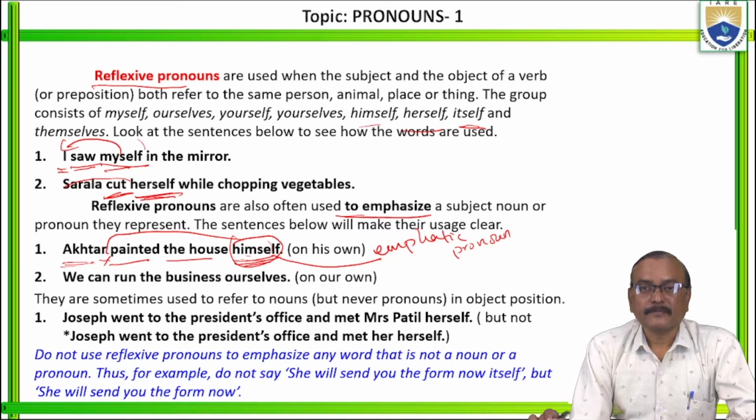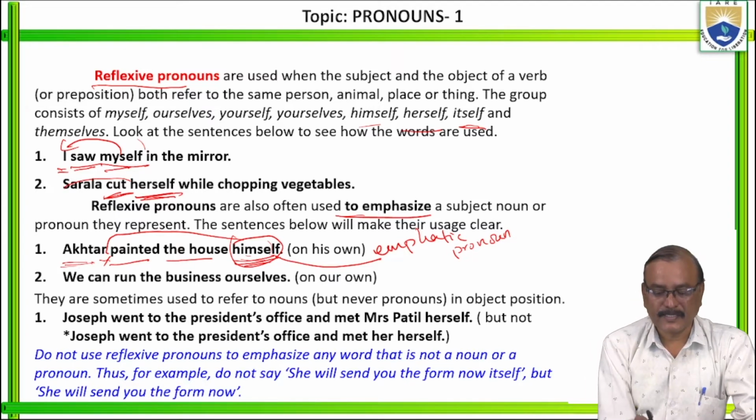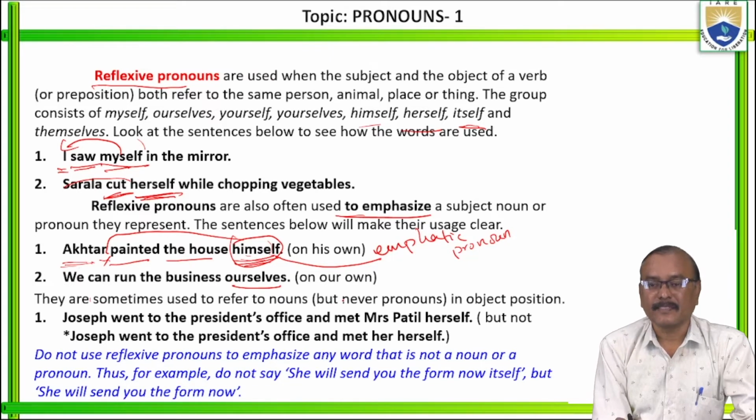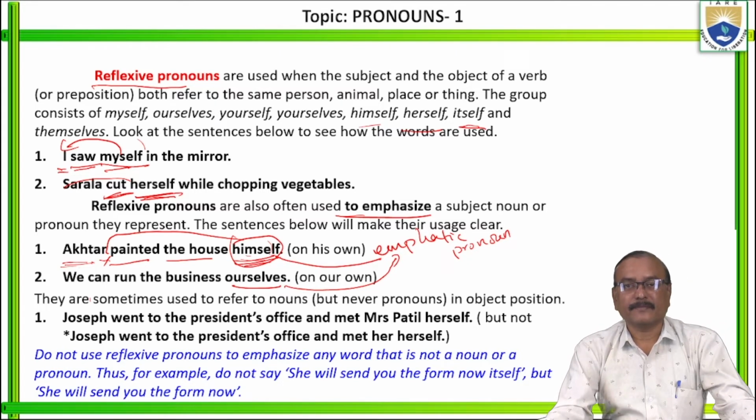Next one. We can run the business ourselves. It means we ourselves can run the business. This is also called an emphatic pronoun. The subject is emphasized here.